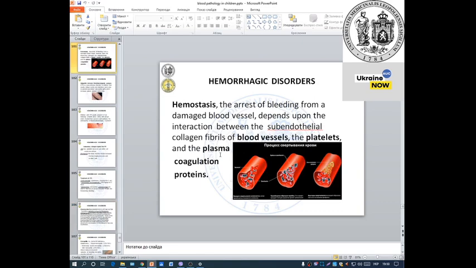The last part of our lecture is devoted to the hemorrhagic disorders. Hemostasis, the arrest of bleeding from a damaged vessel, depends upon the interaction between the subendothelial collagen fibrils of blood vessels, the platelets and plasma coagulation proteins.